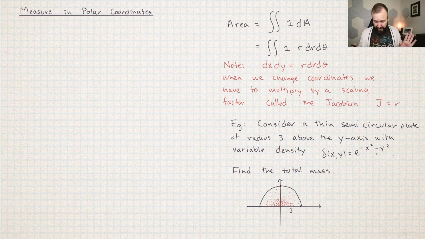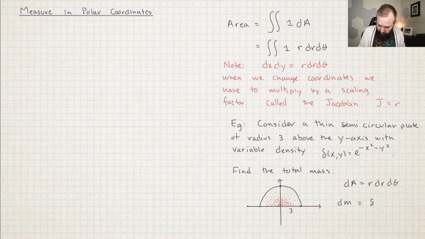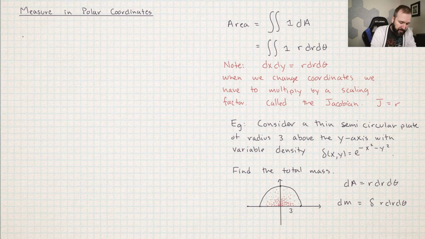Okay, so let's do it. We're asked here to find the total mass. So if we look at the area of a small patch, dA is going to be r dr d theta. Then dm, the change in mass that comes from changing r and theta a little bit, is just going to be delta times r dr d theta. That tells us the area of a small piece and the mass of a small piece, and if I add all those up, I'm going to get the total mass.